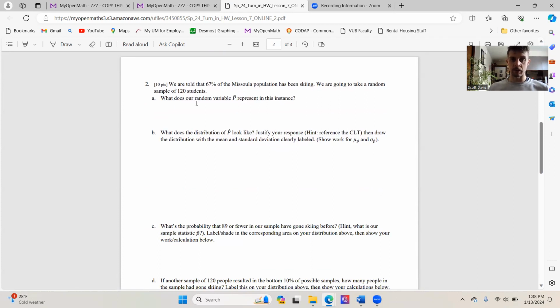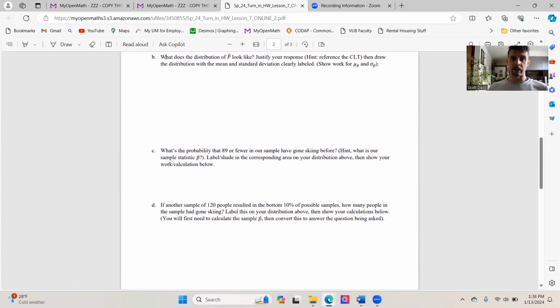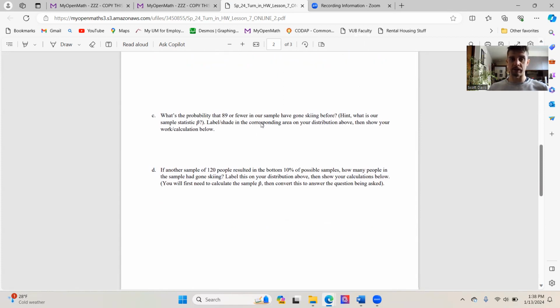Question 2, I want you to describe very clearly what does our random variable p hat represent. So in the full context of the question, what does p hat look like as a random variable, the distribution, again, using the central limit theorem. Show me where mean and standard deviation come from.